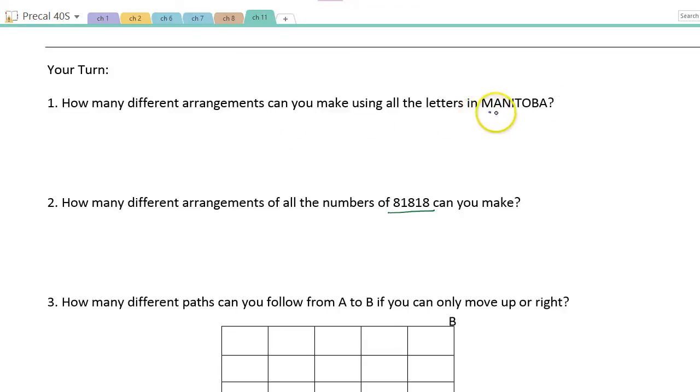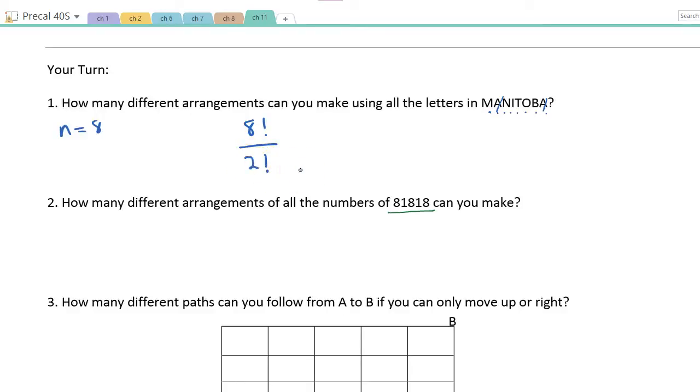So if I count 1, 2, 3, 4, 5, 6, 7, 8. So in other words, my n is going to be equal to 8. I have 8 letters, so I know that the numerator is going to be 8 factorial. Now, are there some repetitions? It seems to me when I'm looking at it, my A is the only thing that's repeating, and there are two A's. So I'm going to be dividing by 2 factorial.